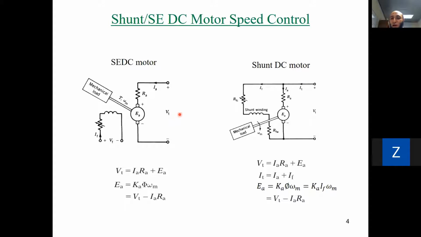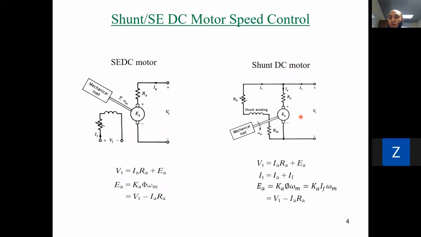If we apply Kirchhoff's voltage law for the armature circuit here, we will find V terminal equal to IA RA plus the EMF of the motor, and we may also consider the brush voltage, which is a very small value compared to the terminal voltage. And the EMF, as we derived last lecture, equals Ka, the machine constant, multiplied by flux and speed. If we would like to change the field current, we simply change the value of VF, and IF will change. This is in order to control flux.